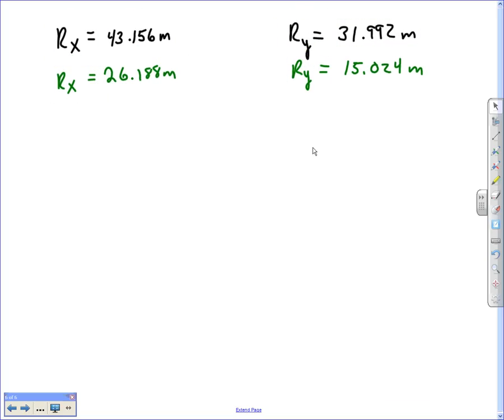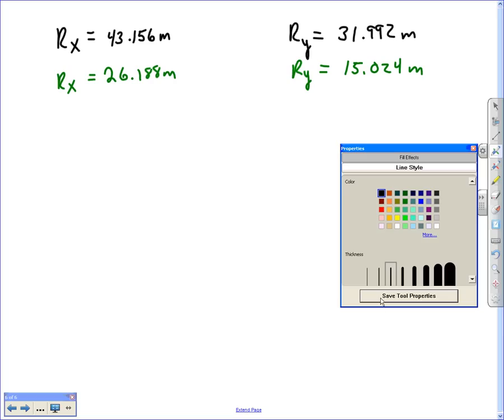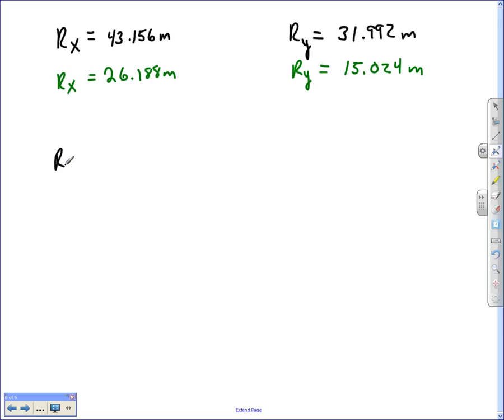Okay, once we know Rx and Ry, we're going to go ahead and use them to find the resultant. This is where the Pythagorean theorem comes into play. We know that the Pythagorean theorem for the resultant is R equals the square root of Rx squared plus Ry squared.